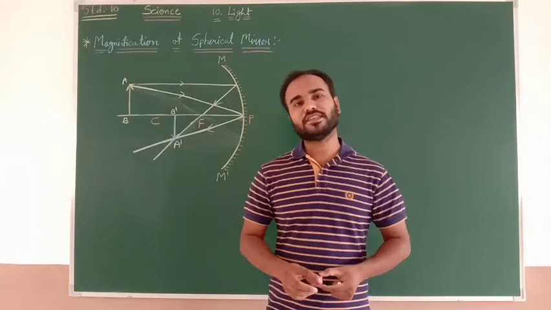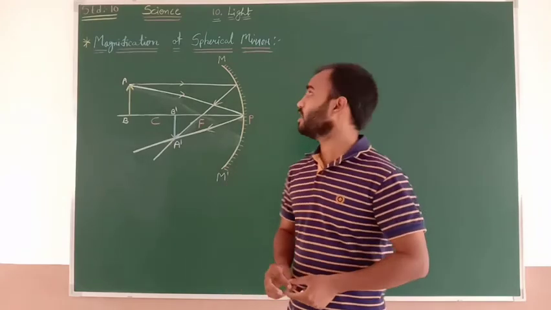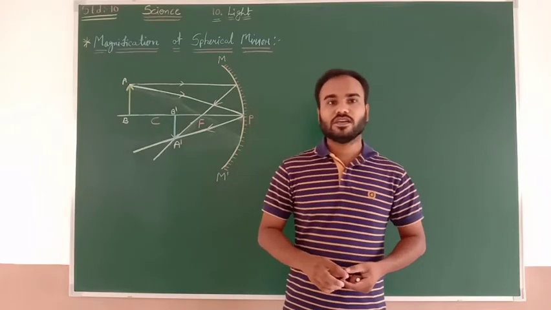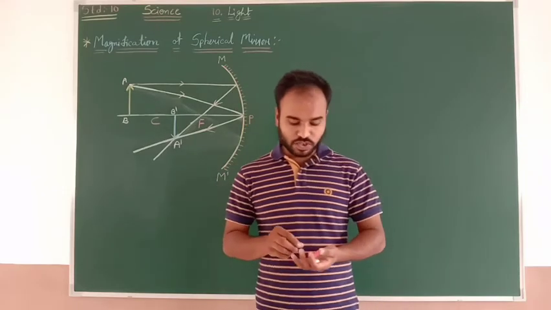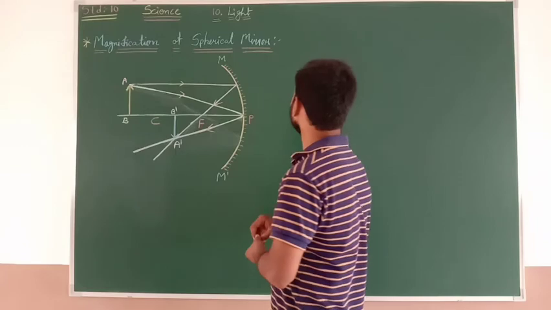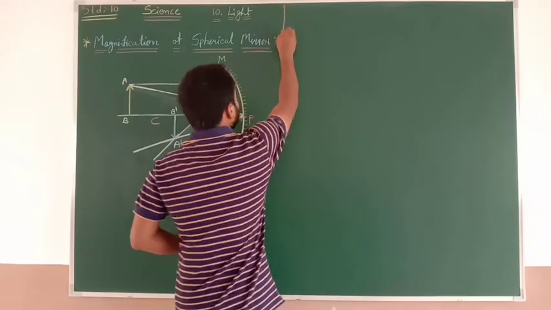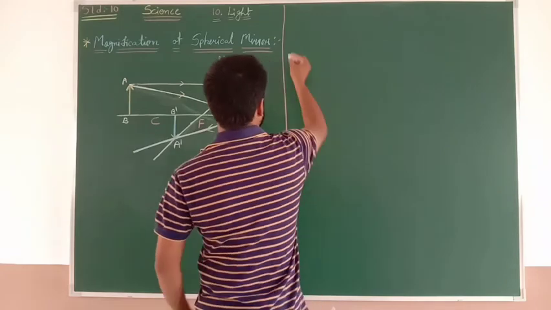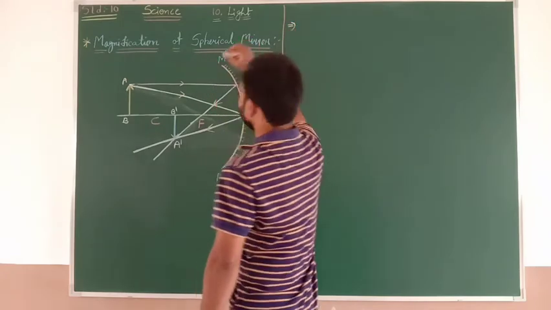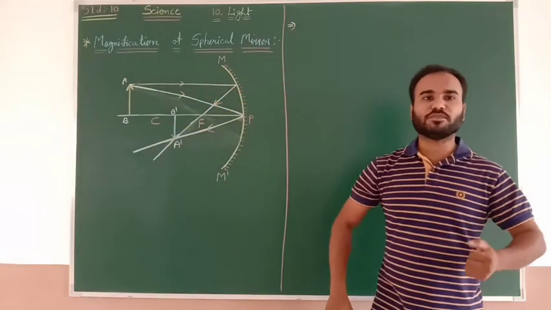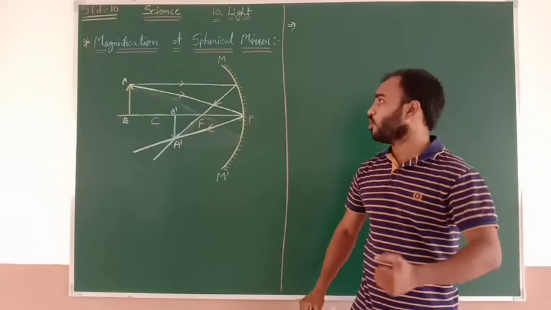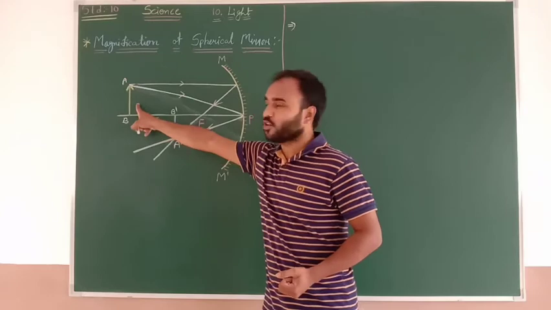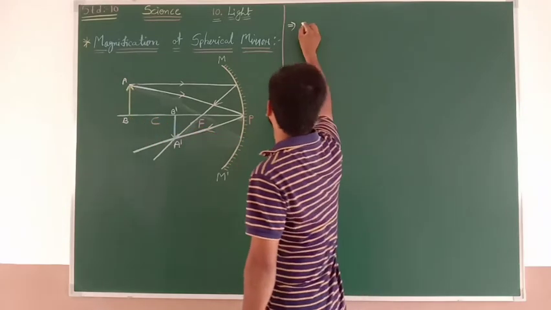Today, particularly in this video, we are going to learn about the magnification of a spherical mirror. So first of all, the question will arise, what is called magnification? I will write the definition for magnification. Magnification means the ratio of the height of the image to the height of the object.